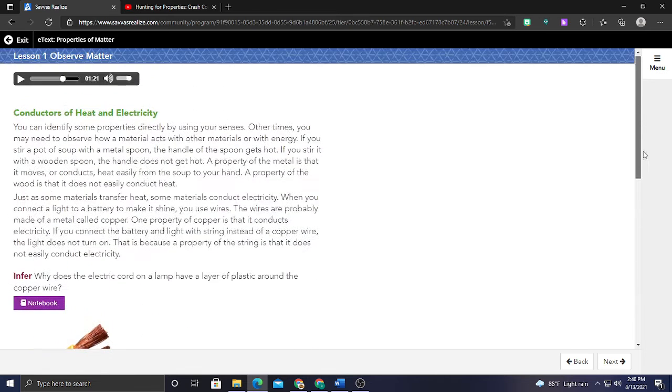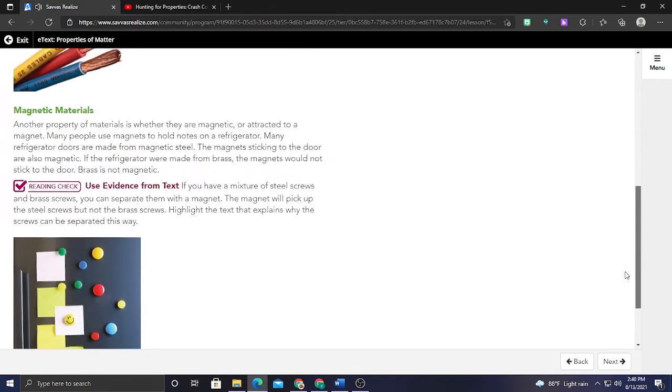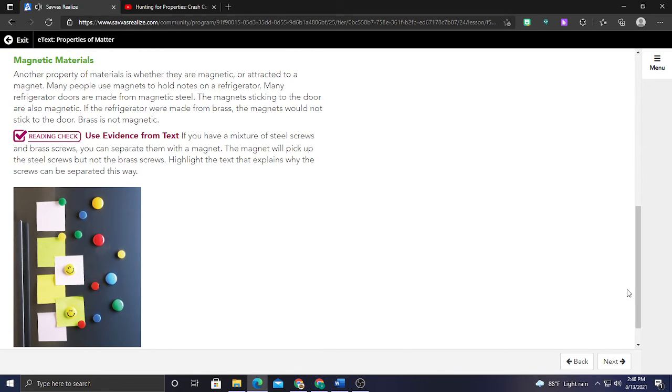Then we have magnetic materials. Another property of materials is whether they are magnetic or attracted to a magnet. Many people use magnets to hold notes on a refrigerator. Many refrigerator doors are made from magnetic steel. The magnets sticking to the door are also magnetic. If the refrigerator were made from brass, the magnets would not stick to the door. Brass is not magnetic.